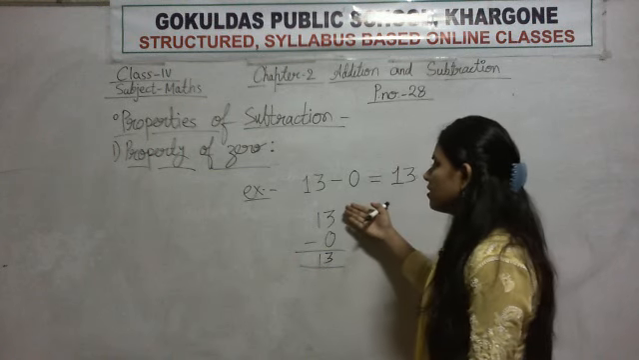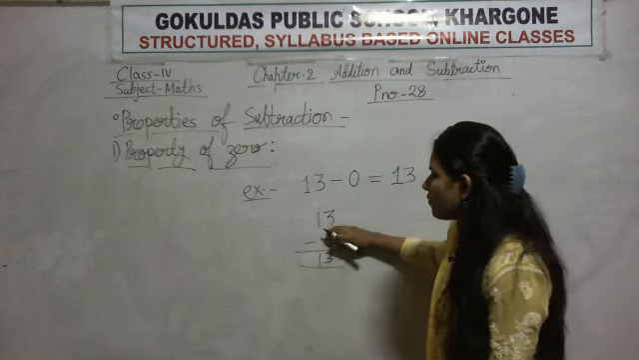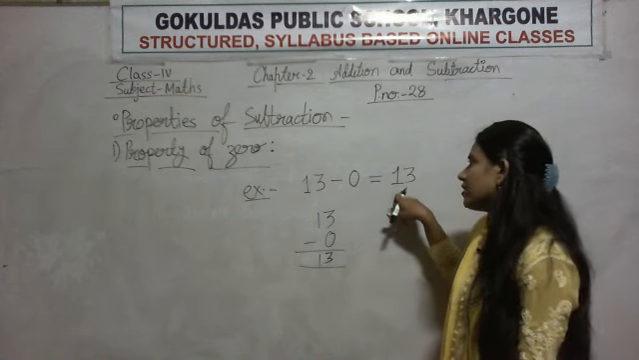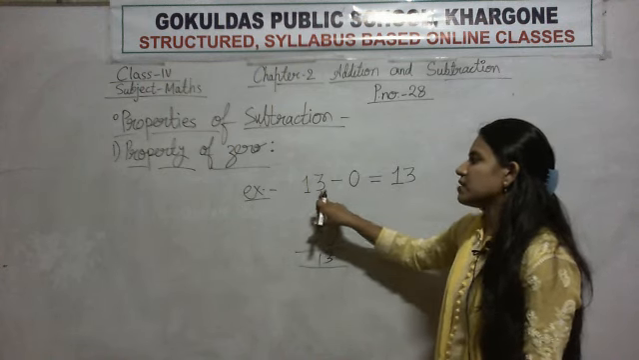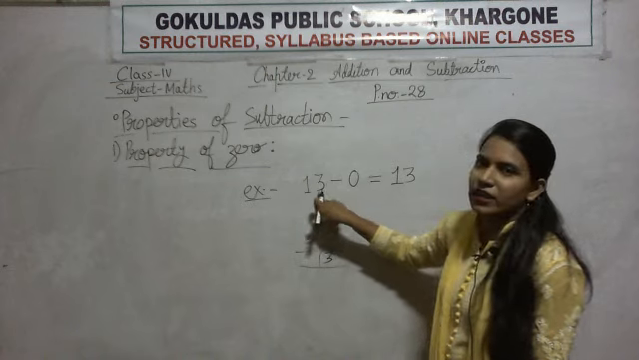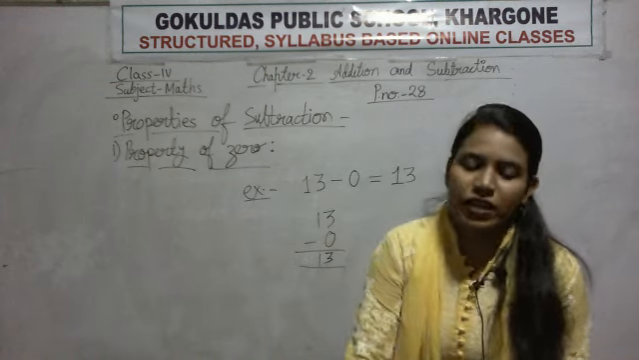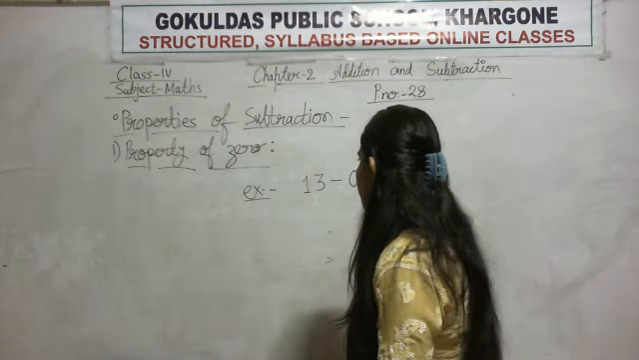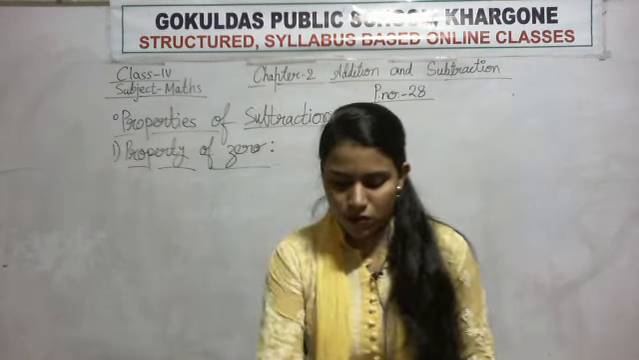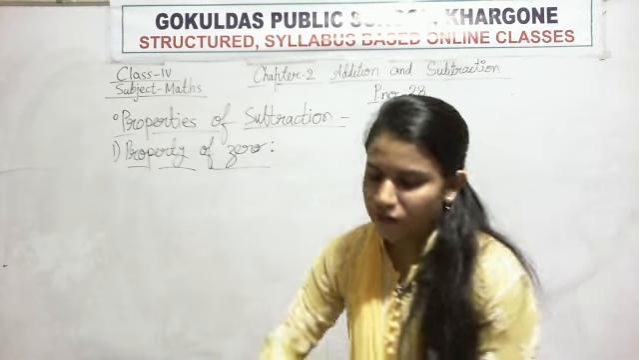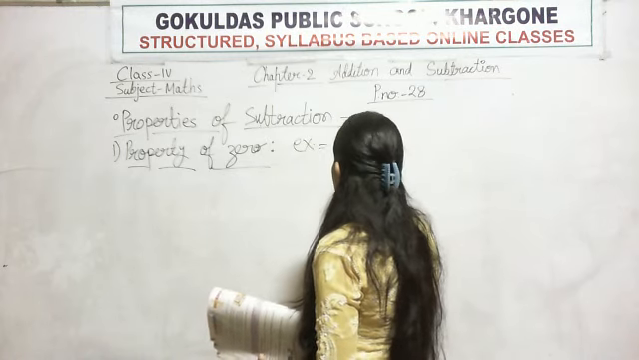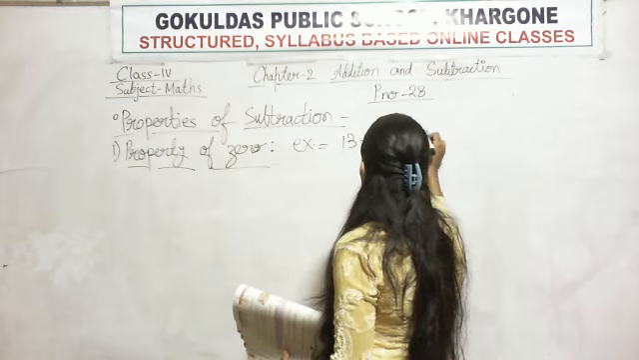So you see that when we subtract 0 from 13, or 0 from any number, we get that number itself. As we subtracted 0 from 13, we get 13 itself in our answer. So this is the 0 property of subtraction. What is our example we took? 13 minus 0 equals 13.